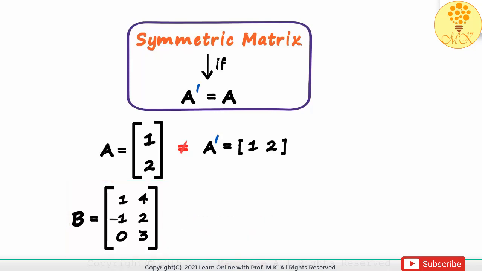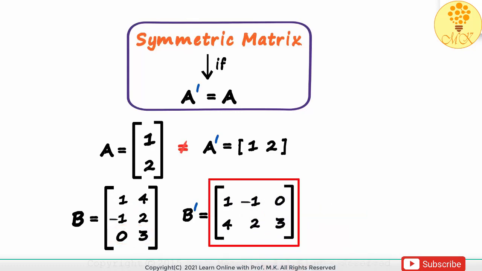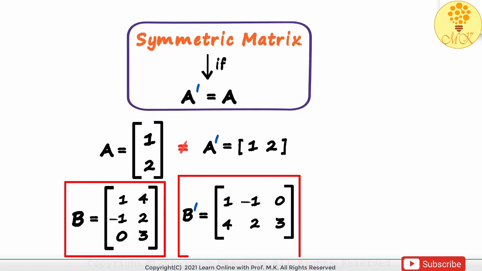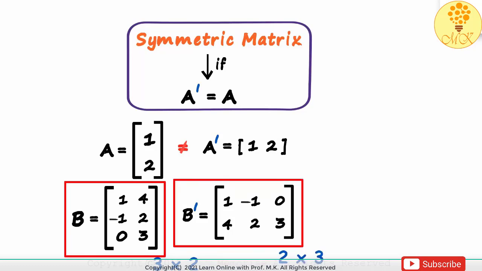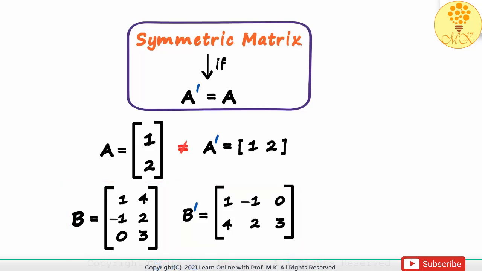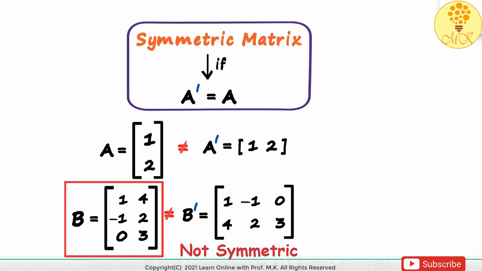To know if B is symmetric, we find B transpose first. The first row becomes the first column, 1, 4. The second row becomes the second column, -1, 2. And the third row becomes the third column, 0, 3. This is B transpose. Are B and B transpose equal? The order of B is 3 by 2 and that of B transpose is 2 by 3. As the orders are different, they are not equal, which means B is not a symmetric matrix.